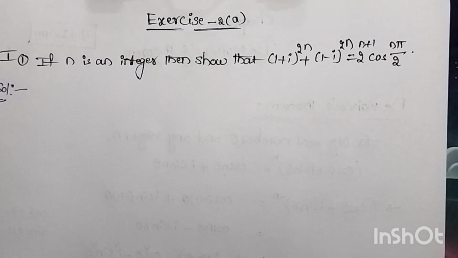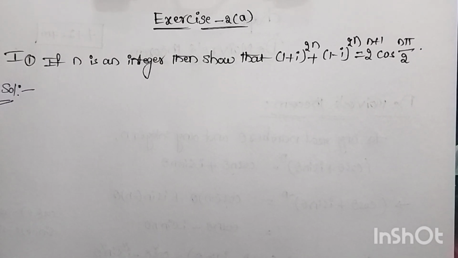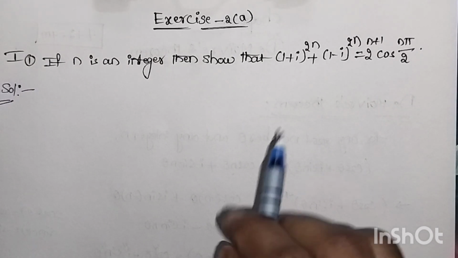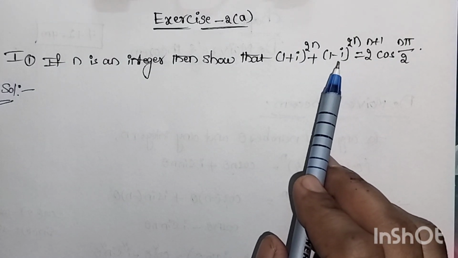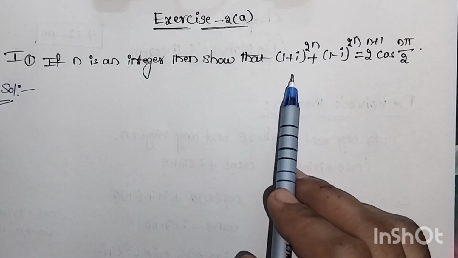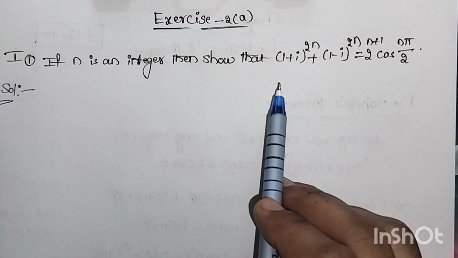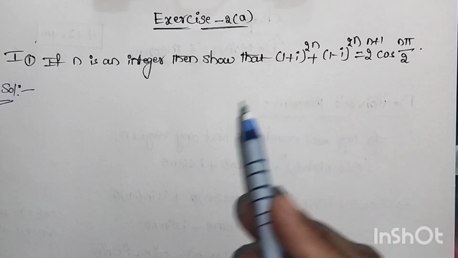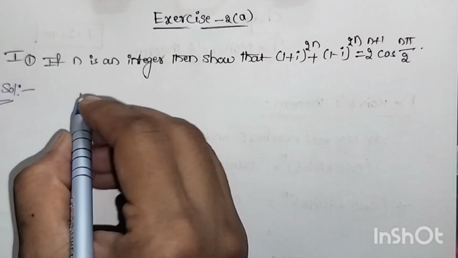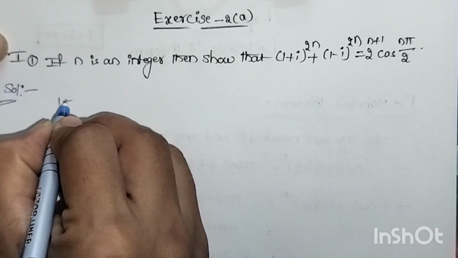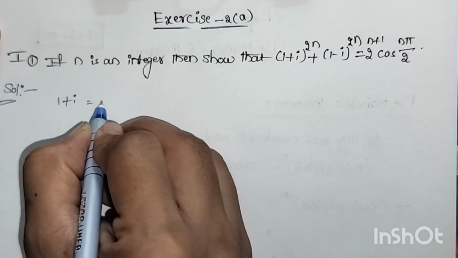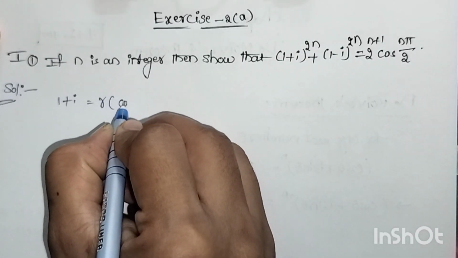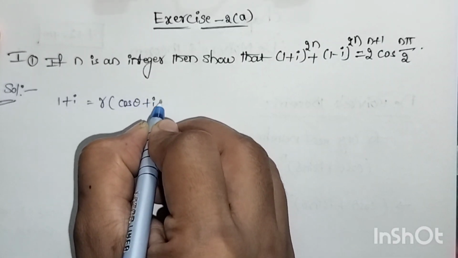First we can solve this problem by using de Moivre's theorem. So first of all, we can change 1 plus I and 1 minus I into modulus amplitude form, as we learn in complex analysis. First we change 1 plus I. The modulus amplitude formula is R into cos theta plus I sin theta.